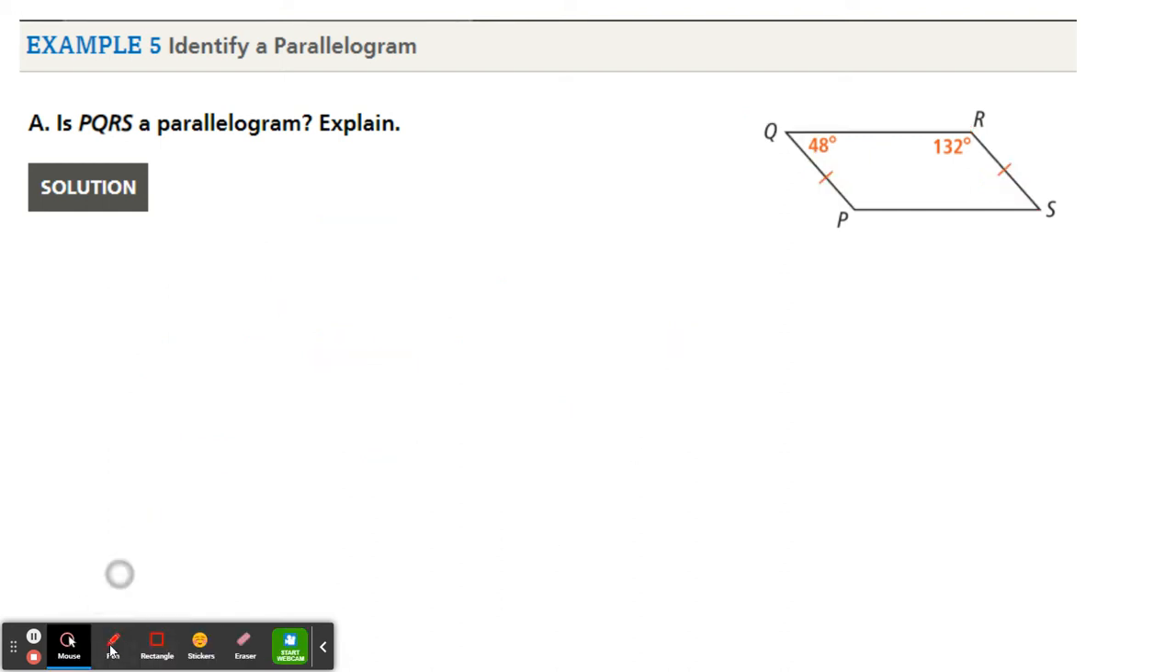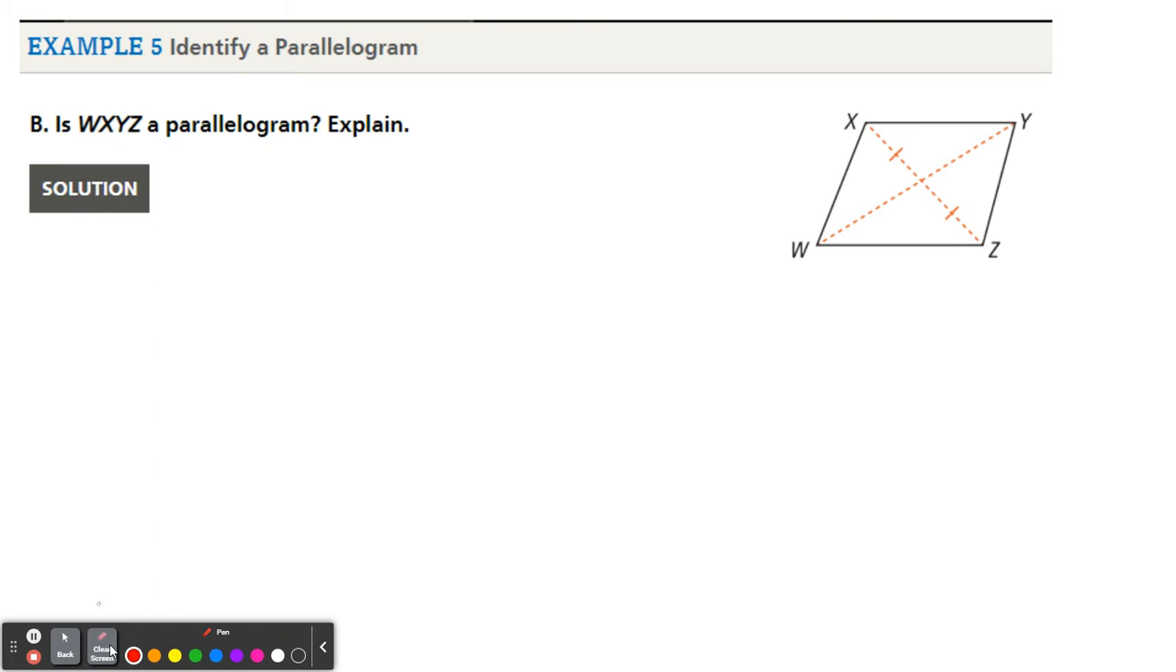Okay. Next. Is WXYZ a parallelogram? Explain. So in this picture, I see that W. Why don't they put a point here, right? Let's call this C, right? So we are given segment XC is congruent to segment ZC. That's ZC, sorry. I was trying to write too fast, I apologize, ZC.